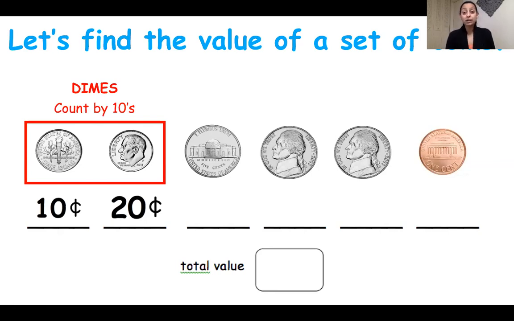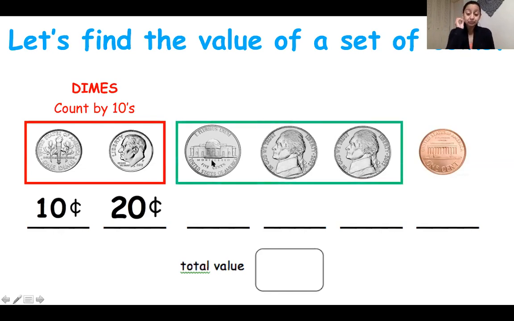Now, I can't keep counting by tens anymore because I don't have any more dimes. I have to be on the lookout for when the coin changes. And it looks like the coin just changed from a dime to a nickel. And then I looked at the next few coins. I noticed that there's a few more nickels. There's actually 3 nickels altogether. So now I know that a nickel is worth 5 cents. So I have to count by fives. But I already have 20 cents. So I have to start at 20 and then count by fives. So watch what I do.